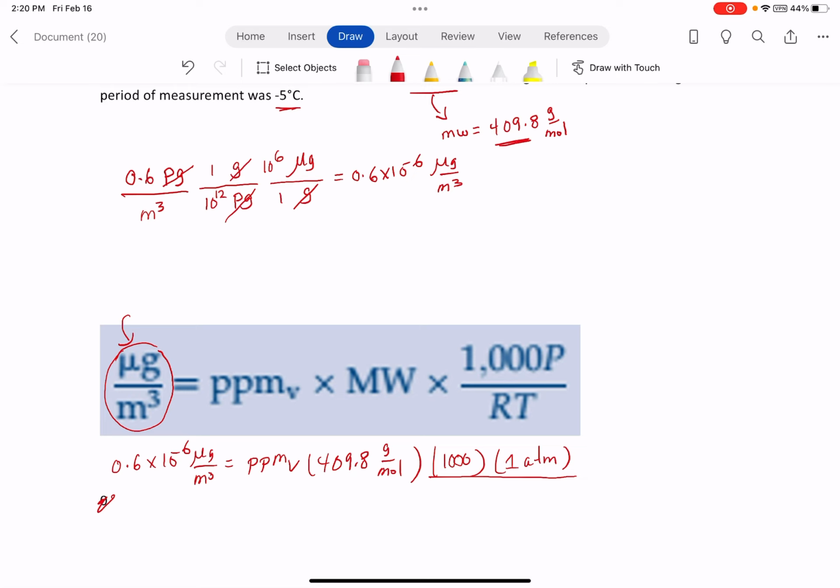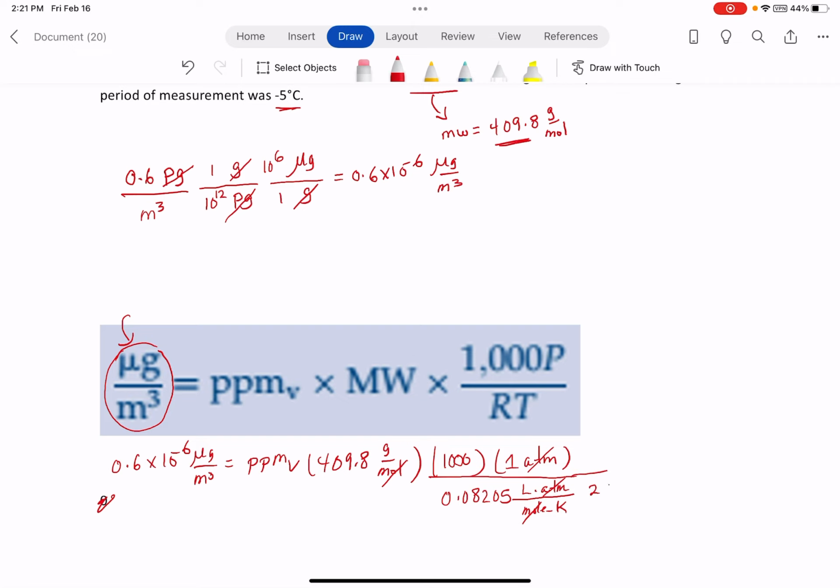R is a constant, which is 0.08205 liter atmosphere per mole Kelvin. You can see here the atmosphere cancels with atmosphere, and you could also see that the mole cancels with the mole, and also the temperature is here.